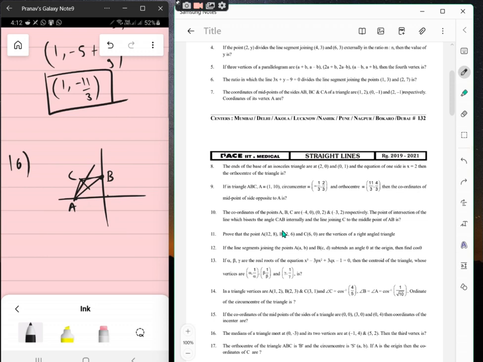Let's start with the angle bisector first. What's the slope of these two? You already know what A is, so you just need to find the slope of this and we'll be done. C and A. C is (-3, 2). A is (-4, 0). And B is (0, 2).